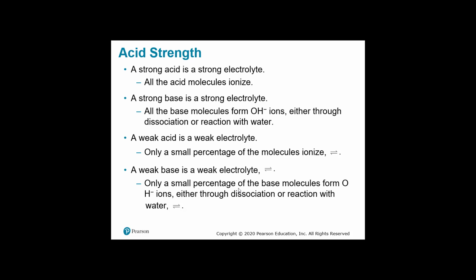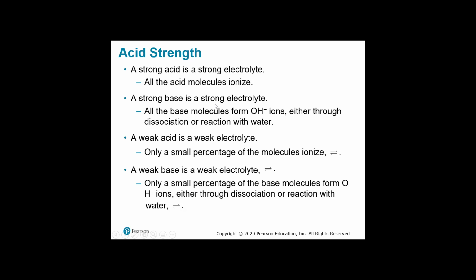So acid strength. A strong acid is a strong electrolyte. That means 100% of the molecule dissociates into ions. A strong base is a strong electrolyte, and all the base molecules form hydroxide ions either through dissociation or reaction with water.